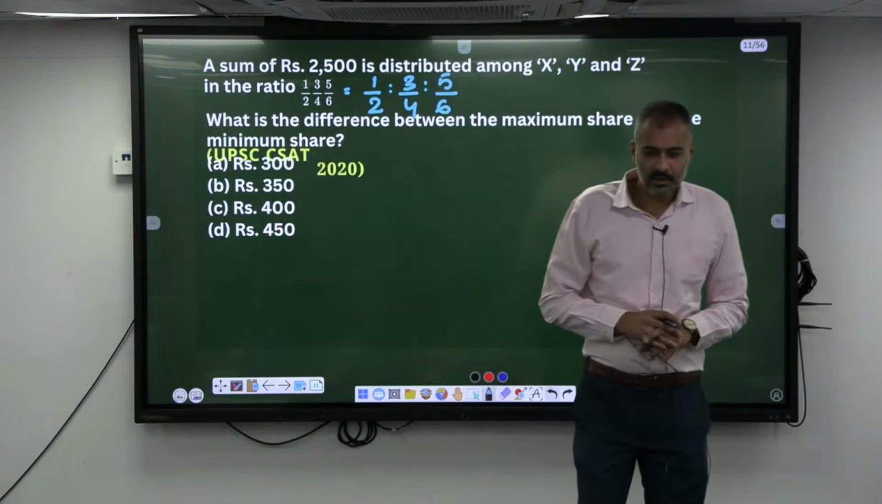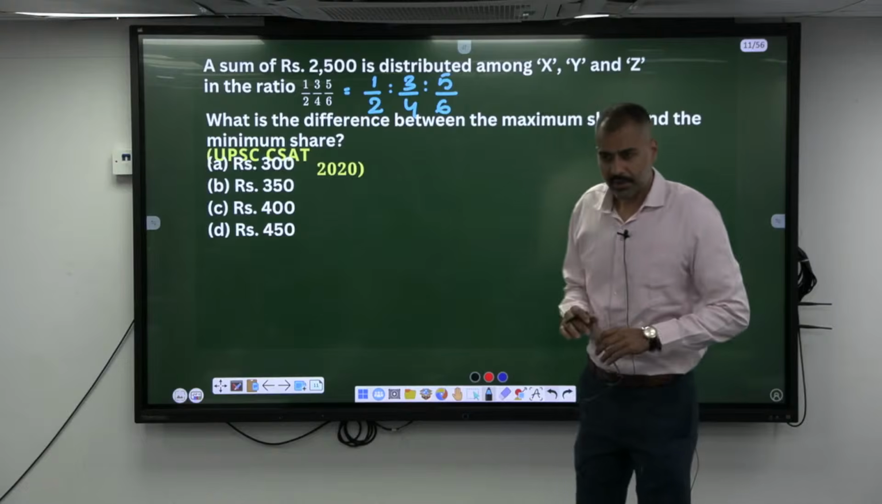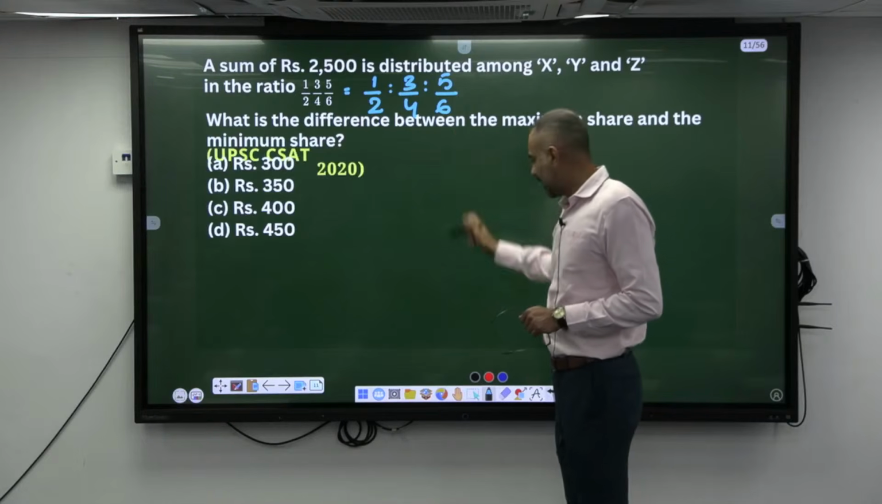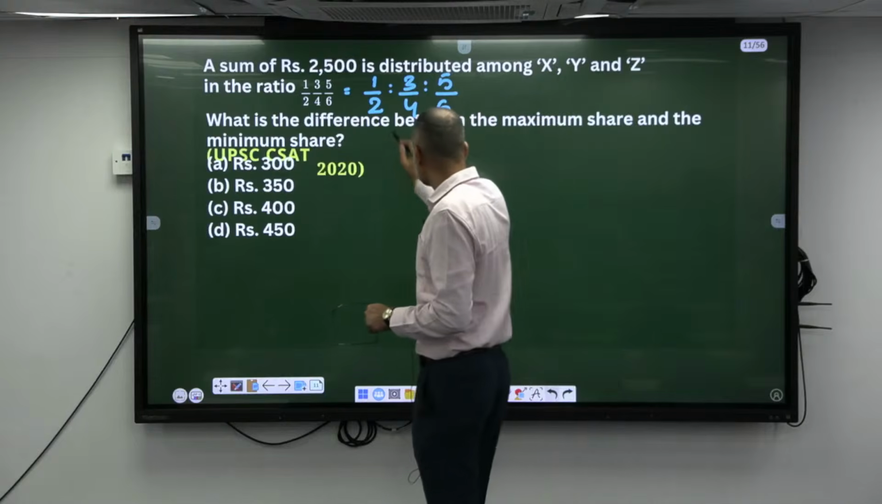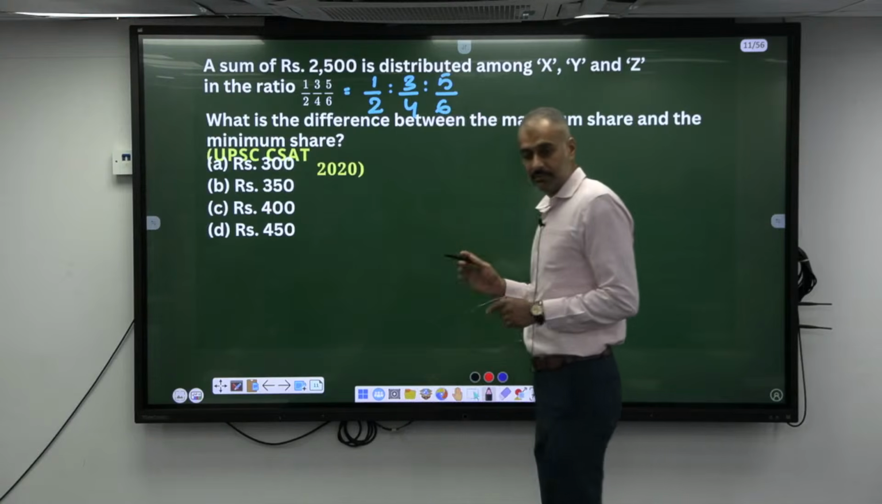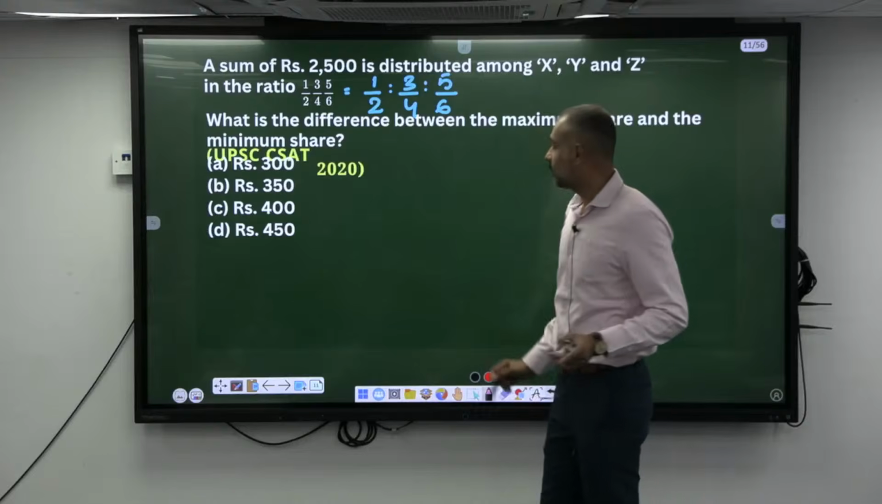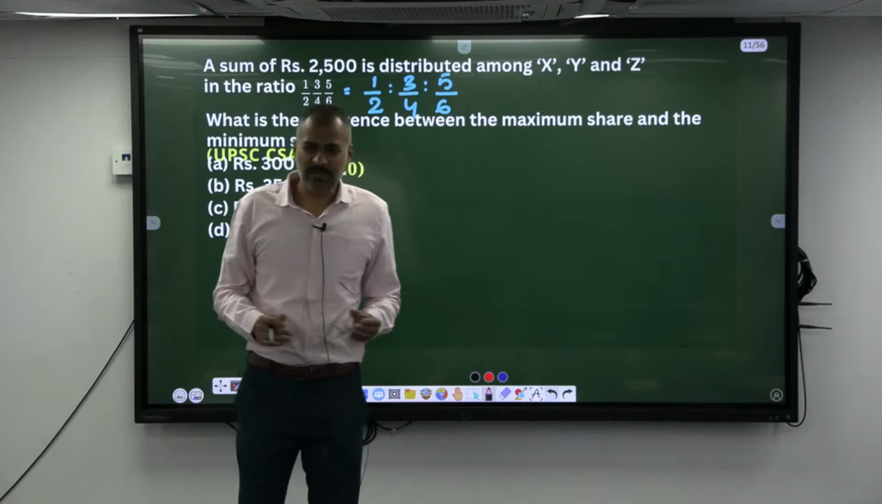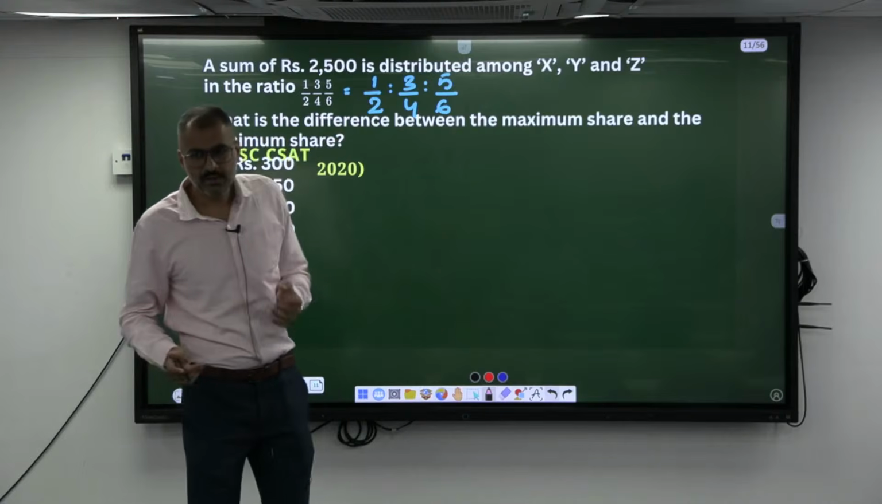See, what is the variation you are observing here? The ratio is in fractions. Okay. If they are in fractions, we don't require this denominator. How to remove this? Take LCM. Okay. What is the LCM of 2, 4, 6? You can multiply with any number. LCM would be better. 12, sir.